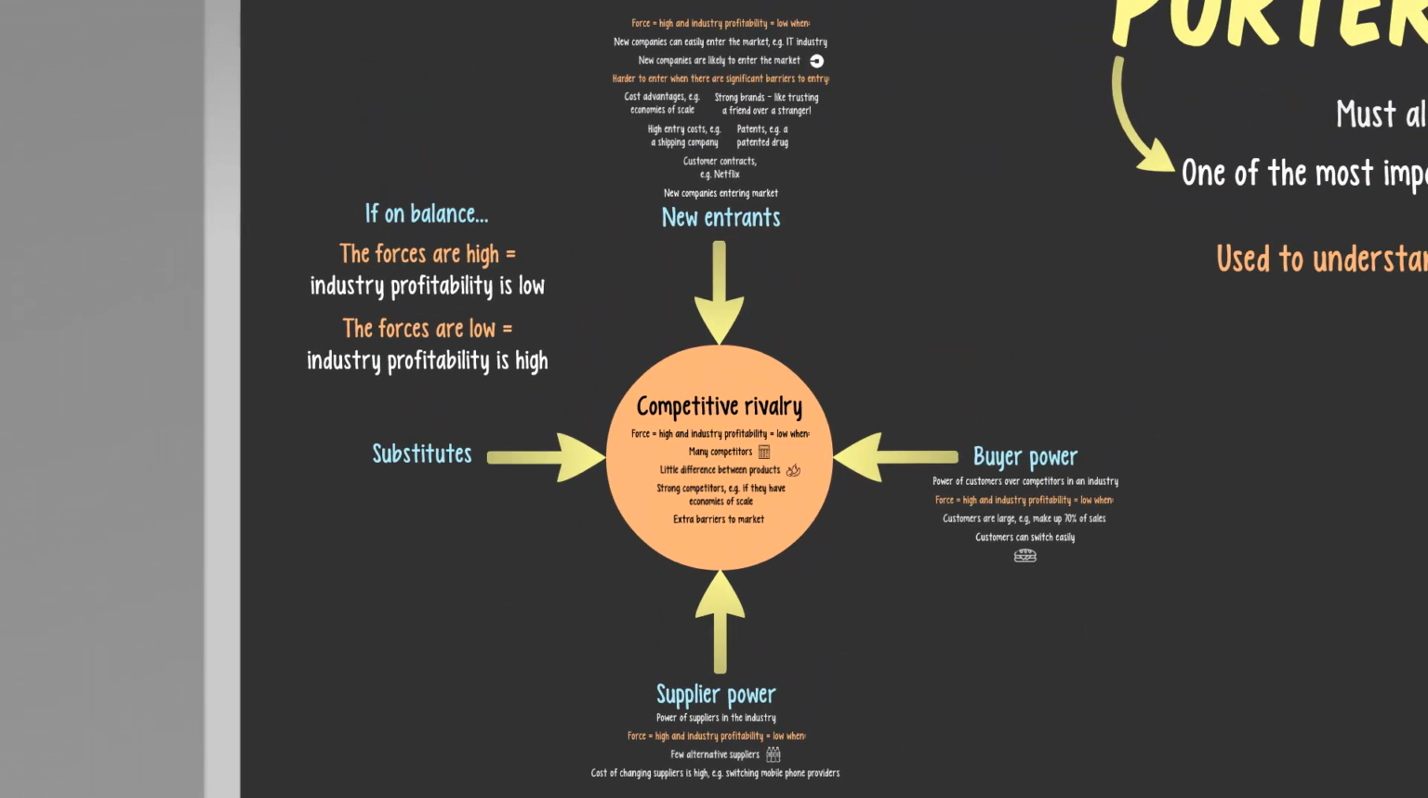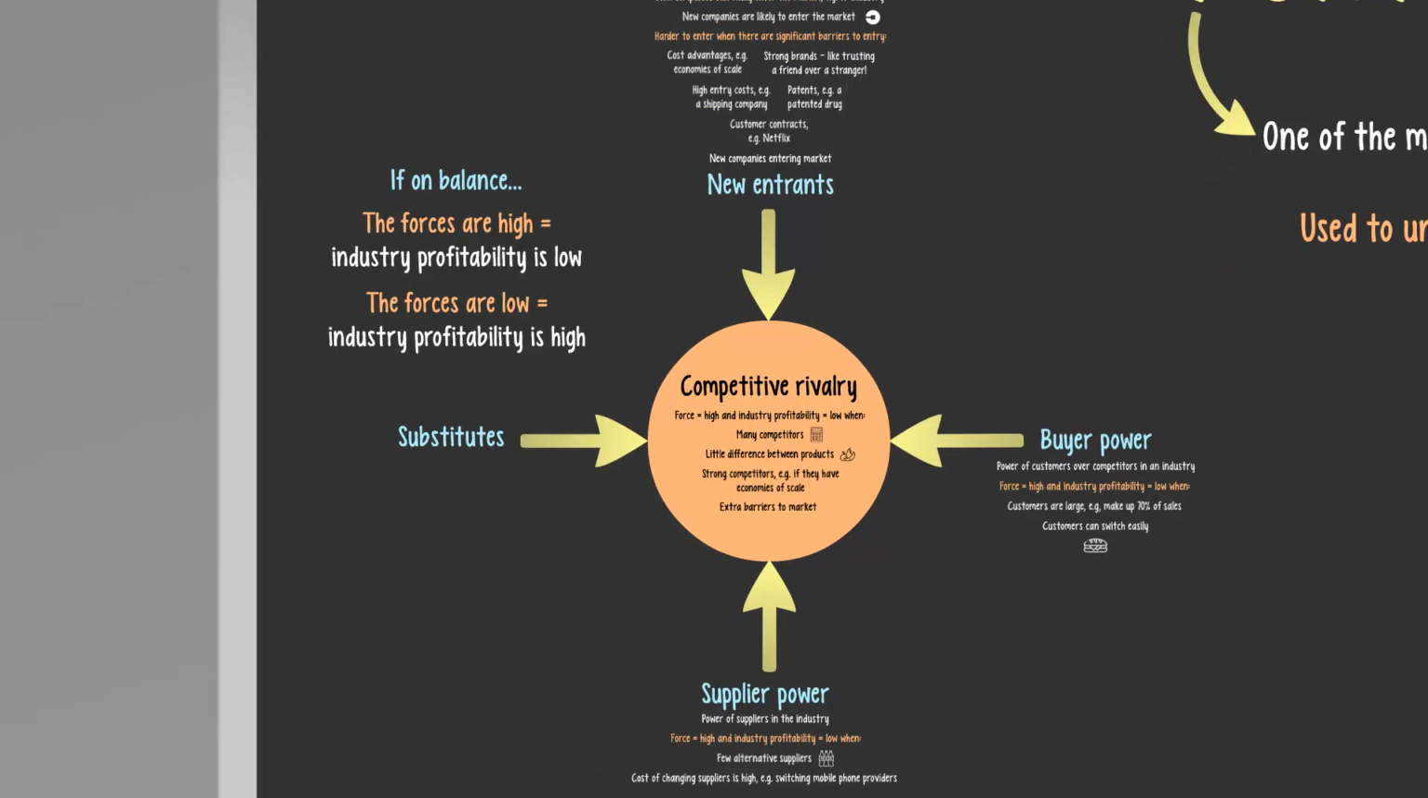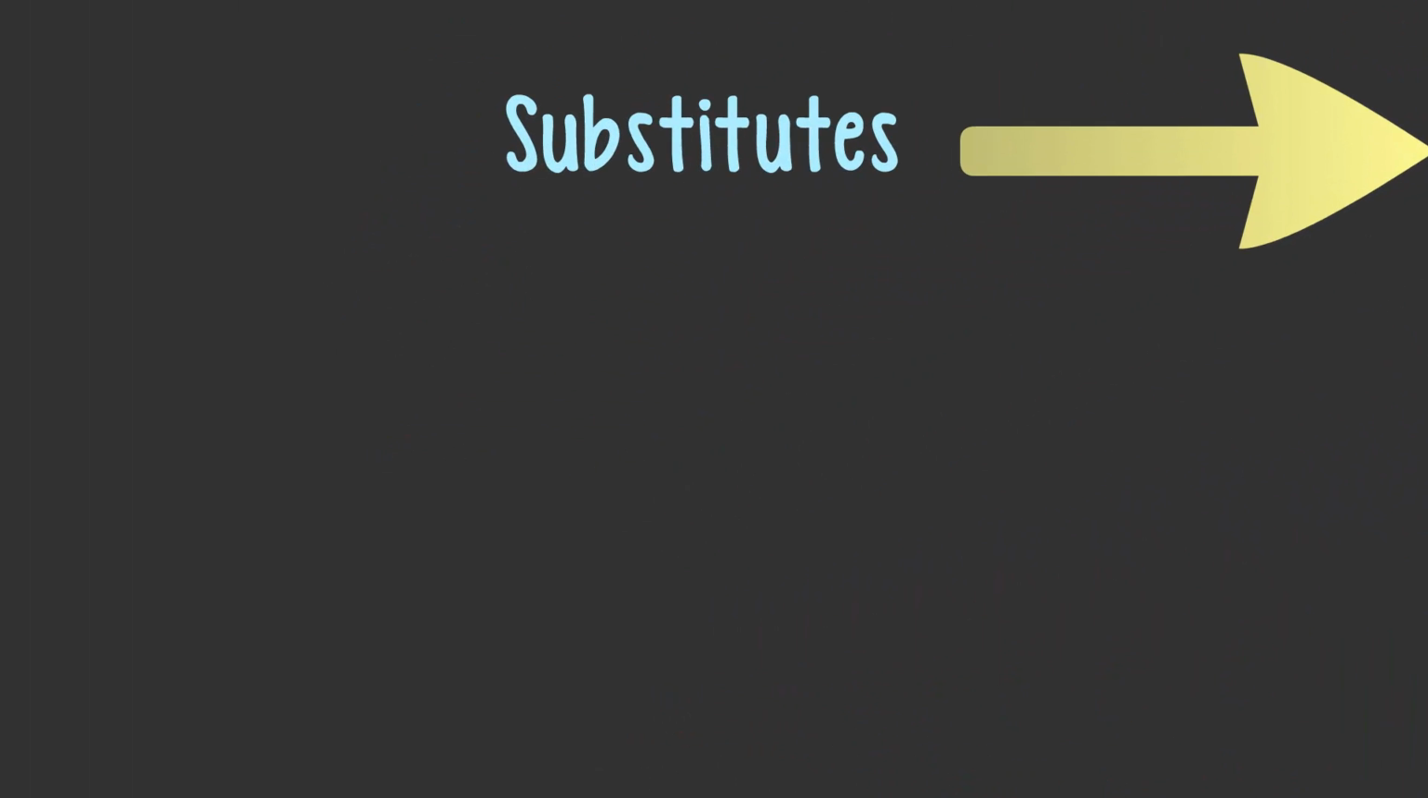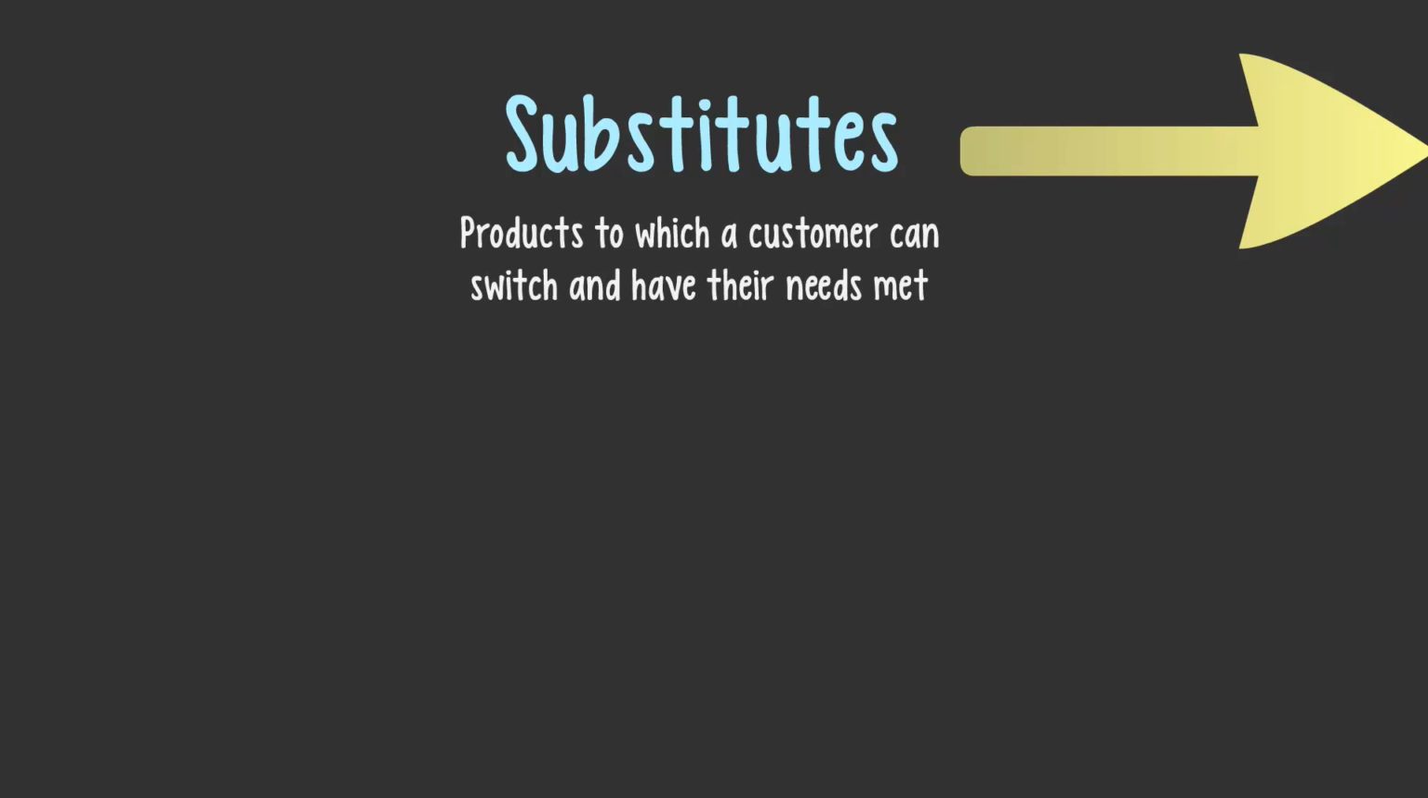We've got one left now, which is substitutes. And substitutes is all about the product or service a customer could choose instead of yours. So which products, which services could a customer easily switch to and still have their needs fulfilled like they do with the product or the service the company originally provides?